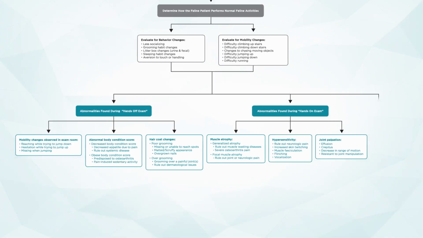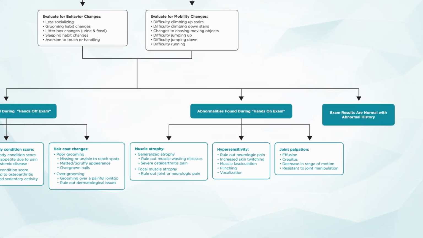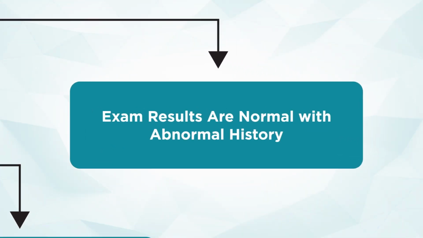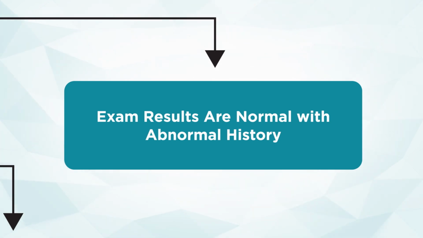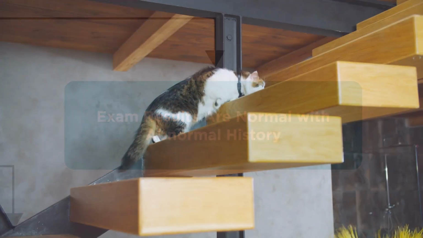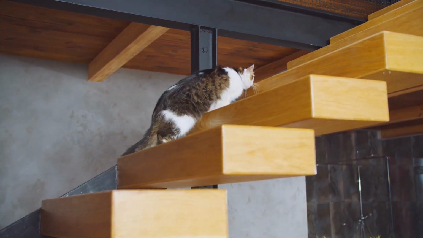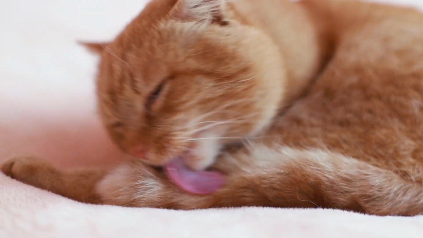Sometimes we find a cat that has a normal physical exam, but an abnormal history. In early OA, we may not feel crepitus or even see overt muscle atrophy. However, the cat is changing how they do things to compensate for pain, and they should be evaluated with an OA pain trial.